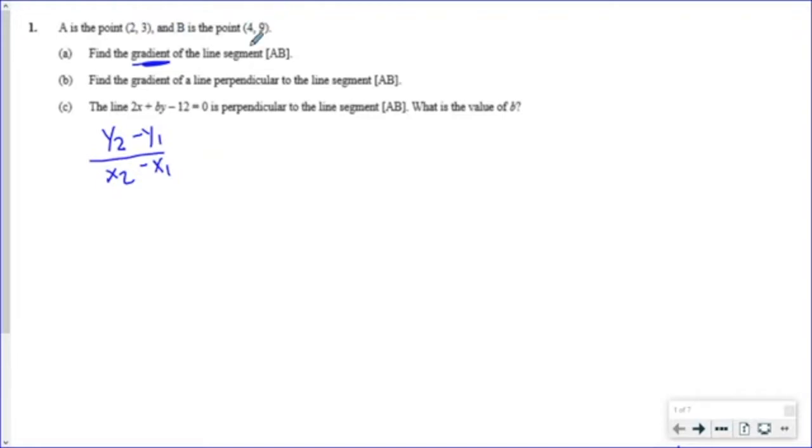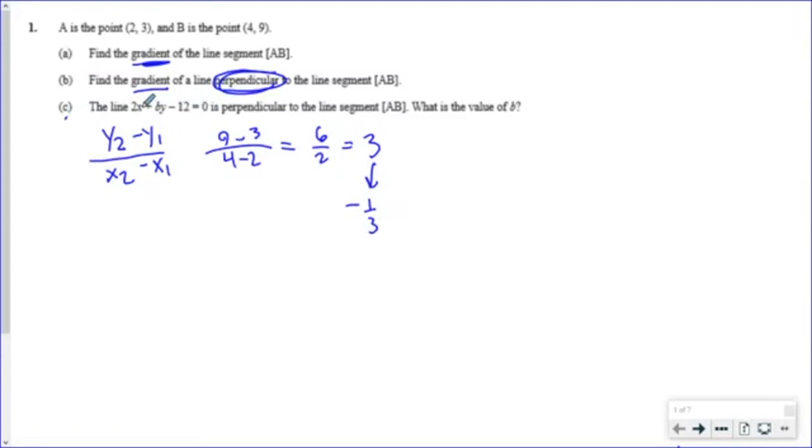So this will be my y2. So 9 minus my y1, 3, over 4 minus 2. That's going to give me 6 over 2, which means my slope is 3 here. Part B: find the gradient of a line perpendicular. Perpendicular means opposite reciprocal. So for this part, I change this slope to negative 1 over 3. Boom. That's the answer.